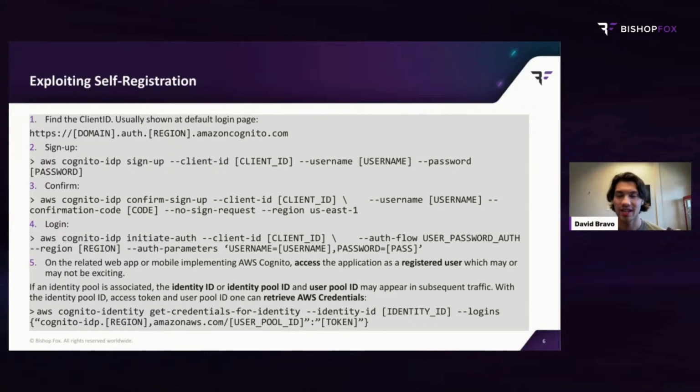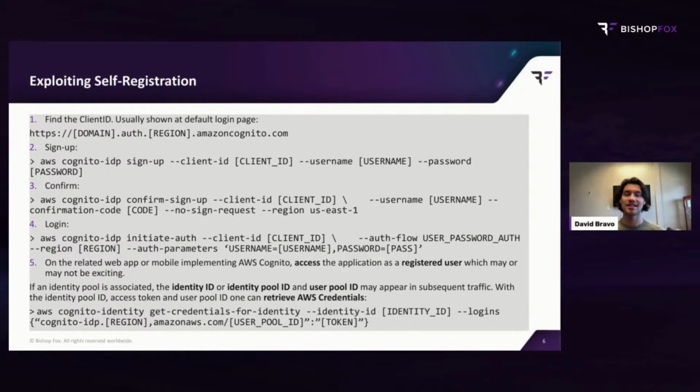And so again, the last step of this is to retrieve credentials for an identity ID and an identity pool ID, and then you need to pass it a token. And that authorization token is retrieved when you log in in step 4.